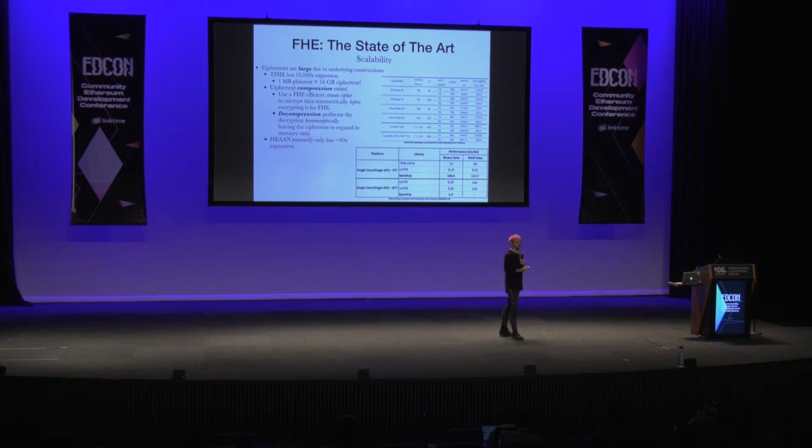Ciphertexts are large due to this construction here. 1 megabyte is equivalent to 16 gigabytes in TFHE, and ciphertext compression does exist, where we can use stream ciphers to compress it and then decompress it by performing a stream cipher decryption in memory. HEAAN potentially only has 40 times the expansion, but we're still looking into that more. Performance speeds can be improved from GPUs, ASICs, and FPGAs. NuFHE is a GPU-based library. We've improved, as you can see, over 100 times over the leading implementation.